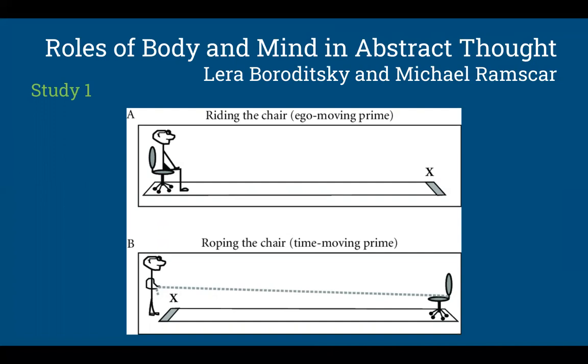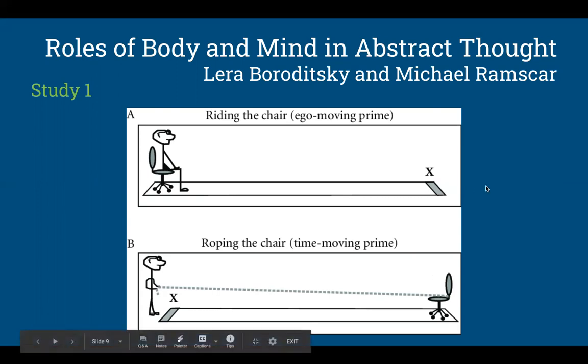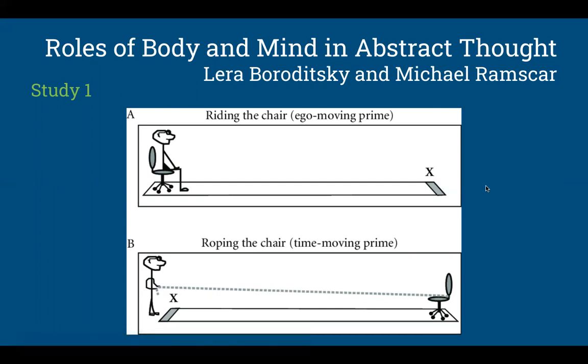In both cases, participants were asked to imagine how they would maneuver the chair to the X and to draw an arrow indicating the path of motion. The left-right orientation of the diagrams was counterbalanced across subjects. So ego moving prime and time moving prime, there were equal amounts of both. The ambiguous question that was asked immediately after this spatial prime was, "Next Wednesday's meeting has been moved forward 2 days. What day is the meeting now that has been rescheduled?"